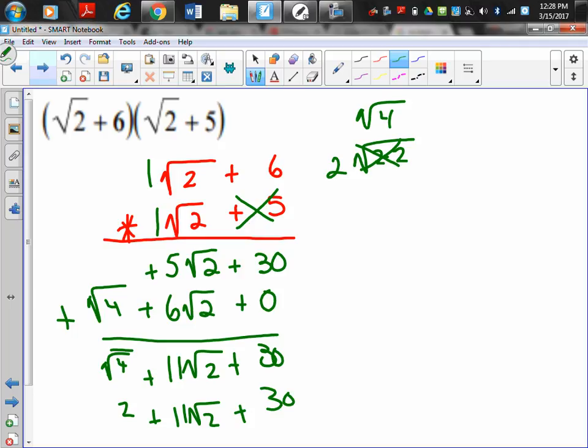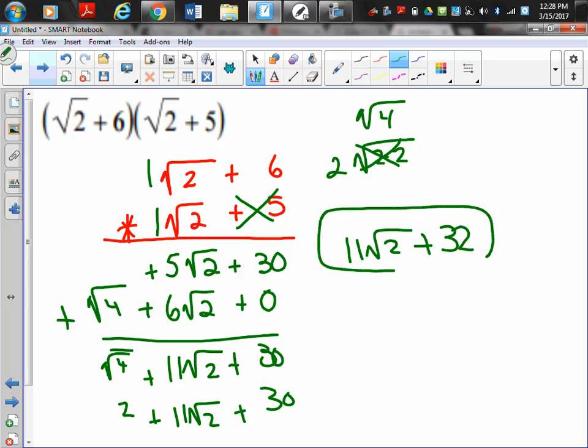Alright, so do I have anything that I can put together? The 30 and your 2. So 11 square root of 2 plus 32, because 2 and 30 can go together.